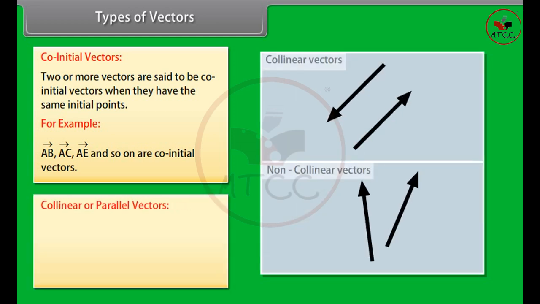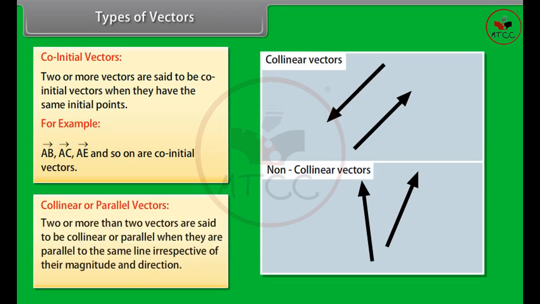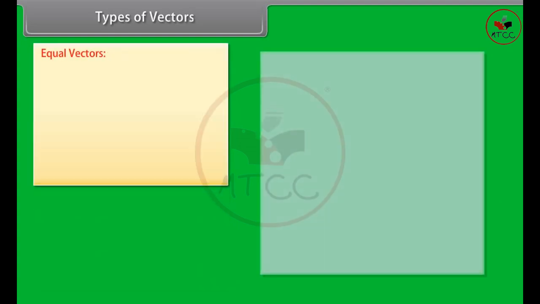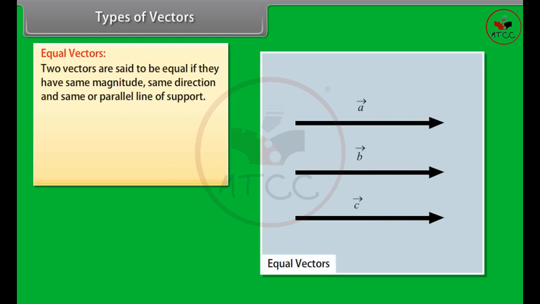Collinear or parallel vectors. Two or more vectors are said to be collinear or parallel when they are parallel to the same line, irrespective of their magnitude and direction. Equal vectors. Two vectors are said to be equal if they have the same magnitude, same direction, and the same or parallel line of support.